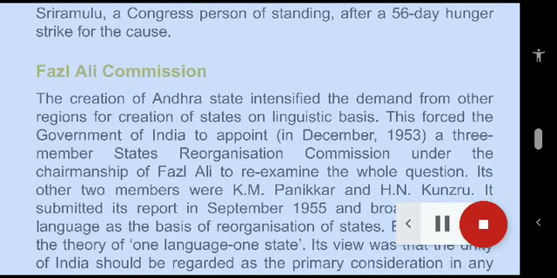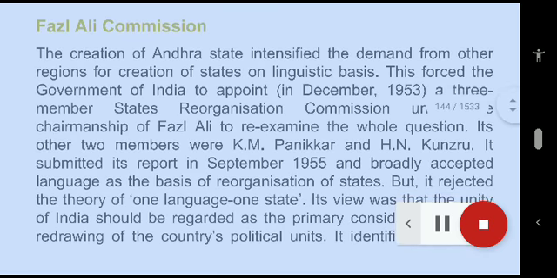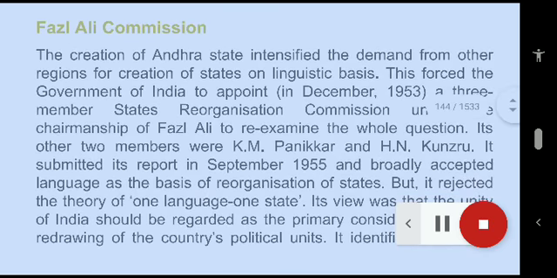The creation of Andhra state intensified the demand from other regions for creation of states on linguistic basis. This forced the Government of India to appoint, in December 1953, a 3-member States Reorganization Commission under the chairmanship of Fazal Ali to re-examine the whole question.